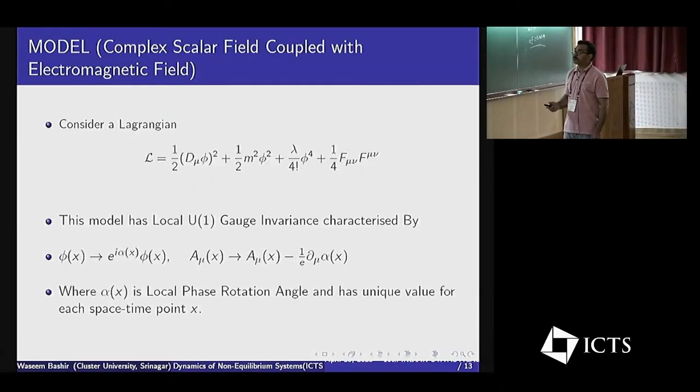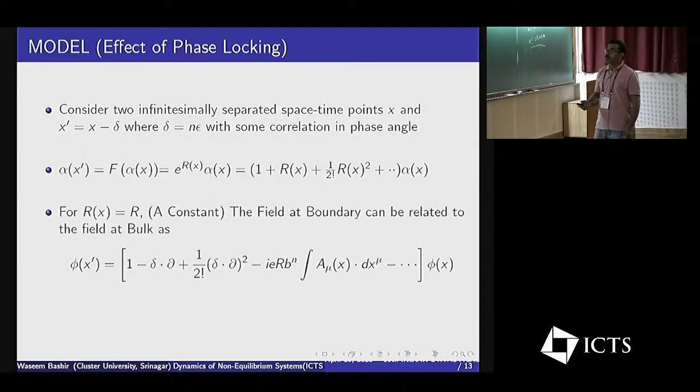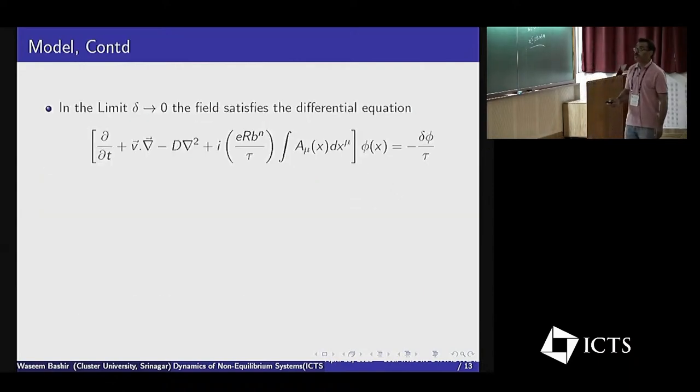It turns out that if we choose this sort of relationship between the phase angles, this is at the bulk and this one is at the boundary, and use this power law, with R some parameter, which we don't know what actually it is, but we just took it. For this constant value of R, the field at the boundary can be related to the bulk. So this one is at the boundary, and this one is the bulk, and this is the relationship between them.